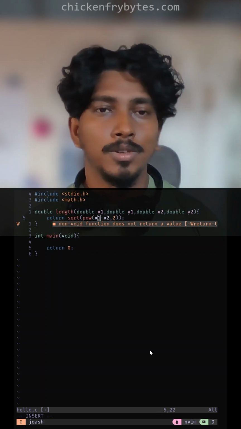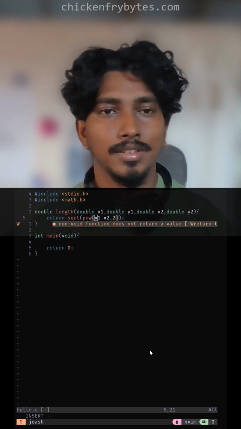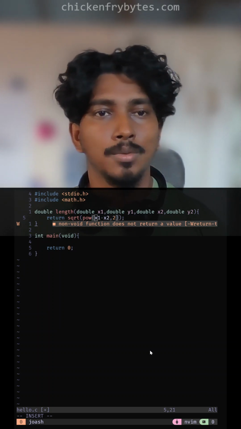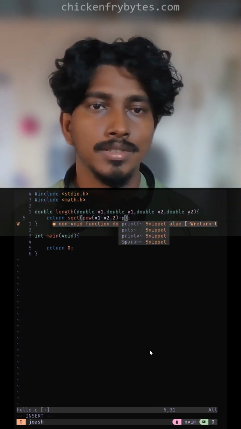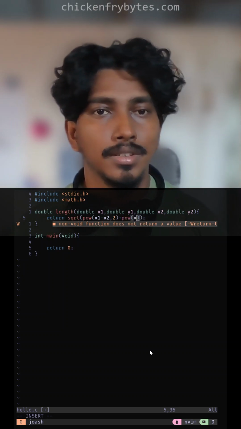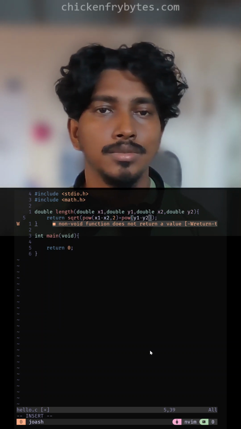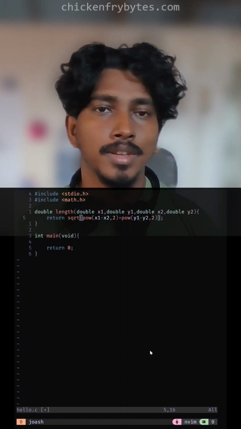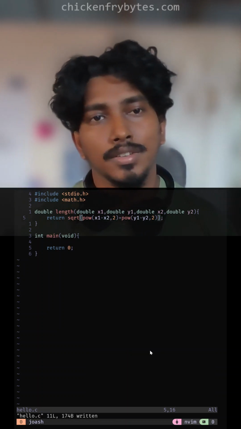Notice this pow function basically accepts two values, right? The base, which is the thing that we're going to raise to the power, as well as the power. So we're going to raise x1 minus x2 to the power of 2. Then we're going to say plus pow. We're going to do the same for the y's, right? So y1 minus y2, of course, raised to the power of 2. And then we're going to take the square root of all of that, right?